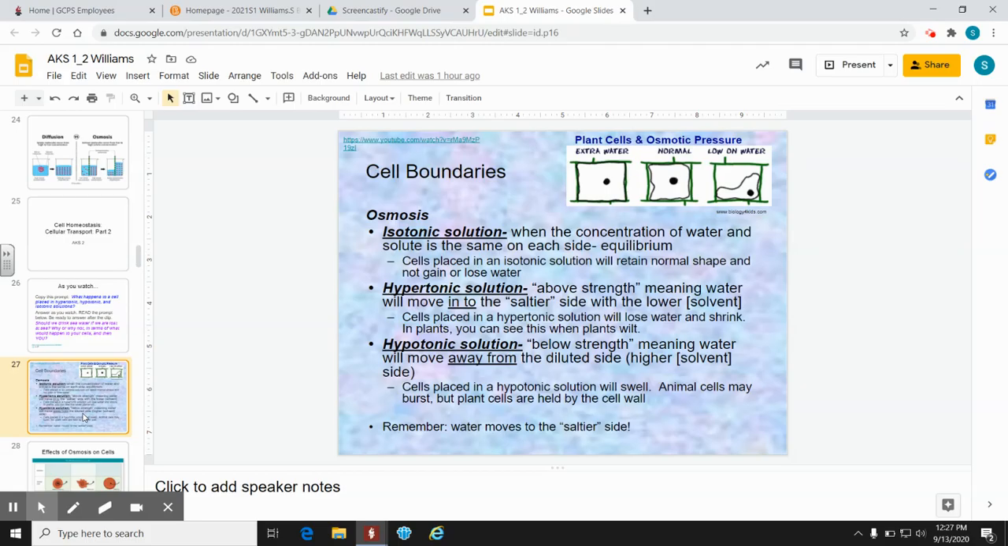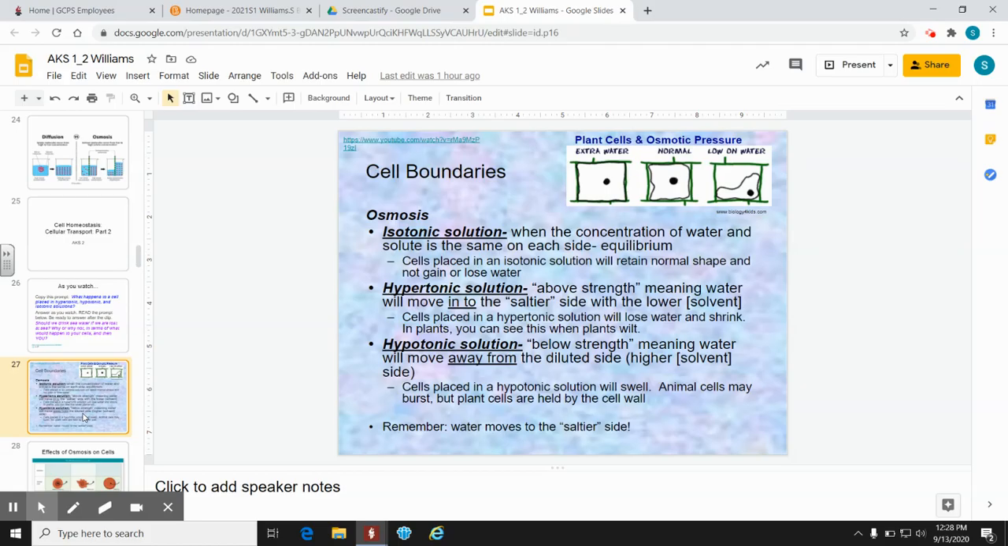ISO as a prefix means the same. So something in an isotonic solution means that the concentration of water and solute is the same on each side. It does not mean that nothing is moving in and out of the cell, but it means that the net movement is zero. So you're going to have some practice on this, and you also have some test questions.